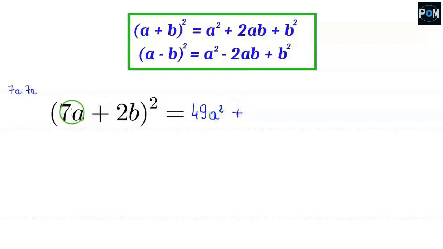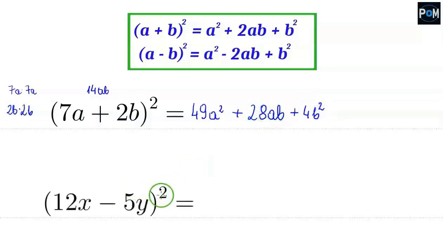Now multiply 7a by 2b, so 7 times 2 gives me 14, and a times b is just ab. That is the product of these two terms, and we have to double it all the time. So we double 14ab and get 28ab. And finally, plus these 2b raised to the second power. This is 2b times 2b, 2 times 2 gives 4, and b times b gives b squared, so we will have 4b squared. And so ends the penultimate example.